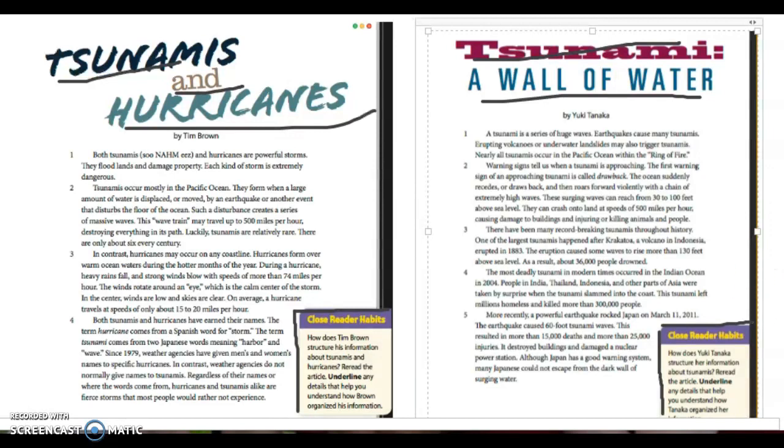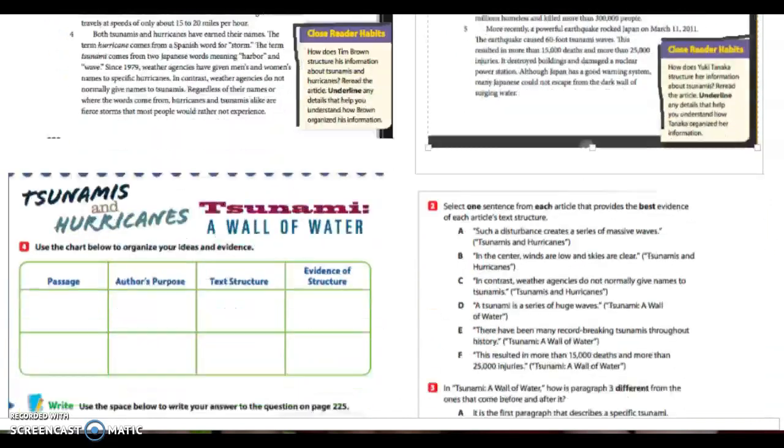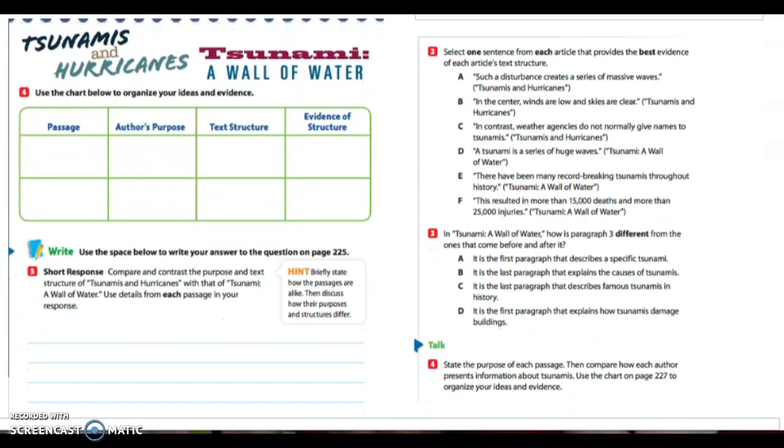The next question is, are you reading the questions? So I'm going to scroll down here, and the first question is not listed, but we're going to go to the second question. Number 2, select one sentence from each article that provides the best evidence for each text structure. I'm going to circle each, and underline text structure because that's our key concept this week. I know that there are going to be more than one answer because I see one sentence for each, and each tells us more than one.